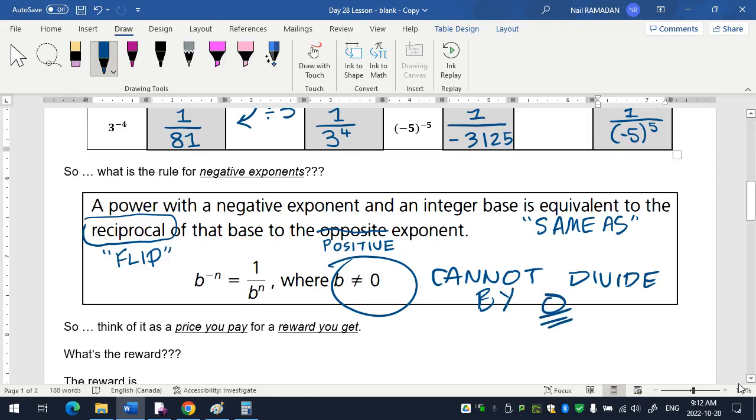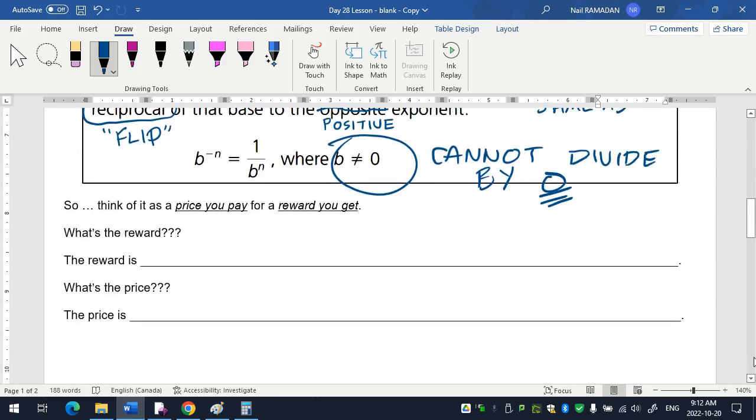Okay? So what are we going to say? Think of it as a price you pay for a reward you get. What's the reward? Your negative exponent becomes what? Come on, people, the reward you get is that your negative exponent becomes what?